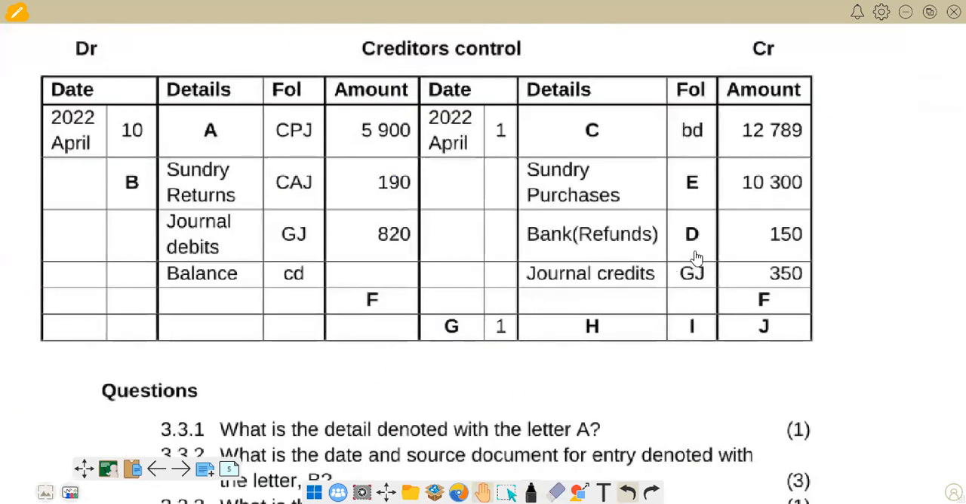D is here. We have got the bank refunds there. And we are seeing that this issue of where we have got payments of money, etc., we find them in the receipts journal. So this is the cash receipts journal, CRJ. So we can maybe check the next question and then we just enter the answer that we have there.